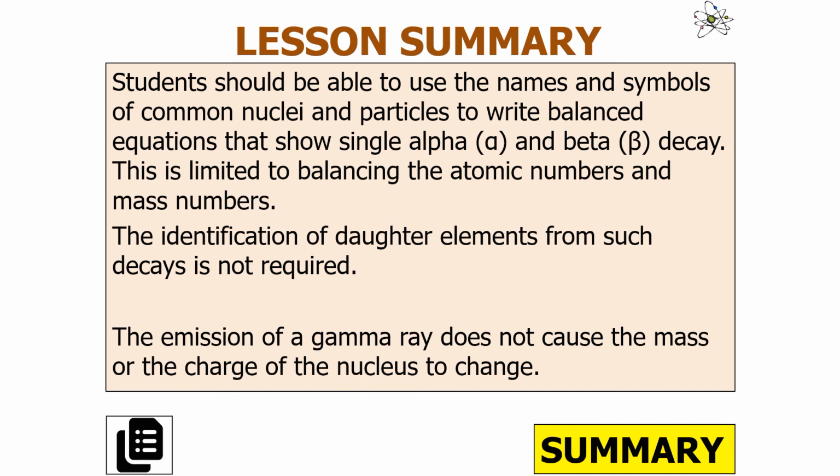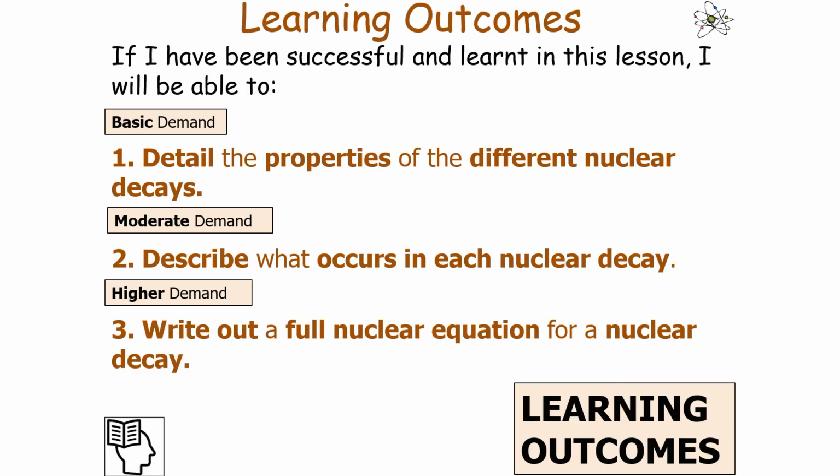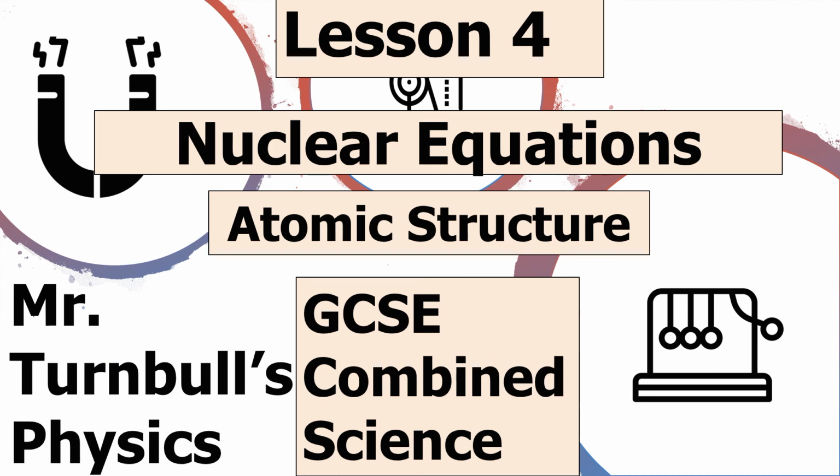Now we've only got to think about the atomic numbers and the atomic mass numbers. The emission of a gamma ray does not cause the mass or charge of the nucleus to change. So if we've been successful and learnt in today's lesson, we should be able to detail the properties of different nuclear decays, describe what occurs in each nuclear decay, and finally write out a full nuclear equation for a nuclear decay. So I hope you've enjoyed today's lesson looking at nuclear equations, which is part of the atomic structure topic in GCSE Combined Science Physics.